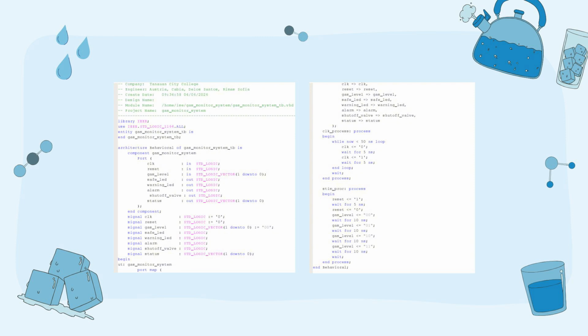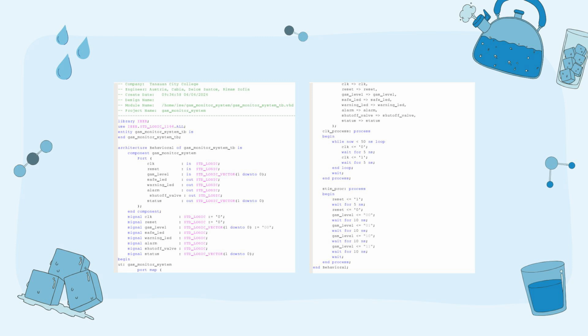When the reset is inactive, the system operates based on the rising edge of the clock signal. This makes the design a synchronous sequential circuit, where outputs only update during the clock transition. A case statement is used to evaluate the value of the gas level input. Each gas level corresponds to a specific condition.